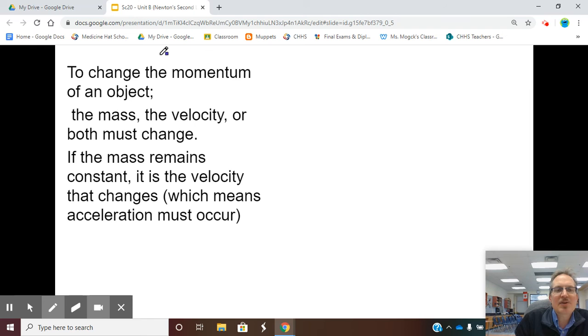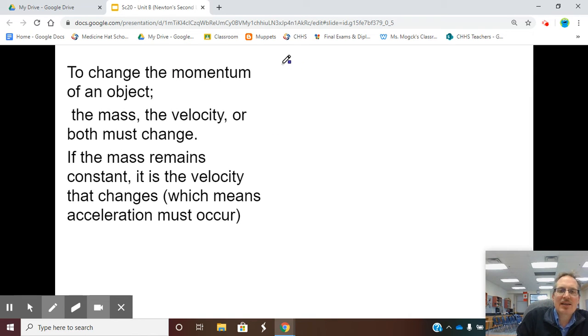So if we think about this, it says to change the momentum of an object, the mass, the velocity, or both of those things must change. If the mass remains the same, then it must be the velocity that changes. Therefore, acceleration occurs because velocity is either going to speed up or slow down. That's going to be some sort of positive or negative acceleration. And the reason we don't change mass a lot is, we pick an object like a car. A car has a mass. It's not going to gain mass in the middle of an example.